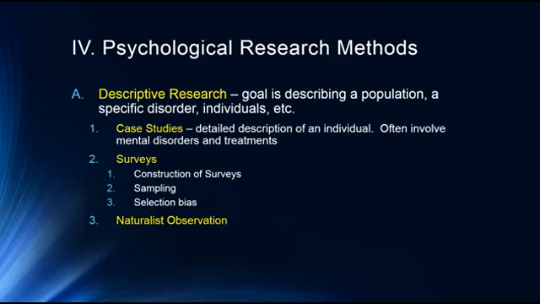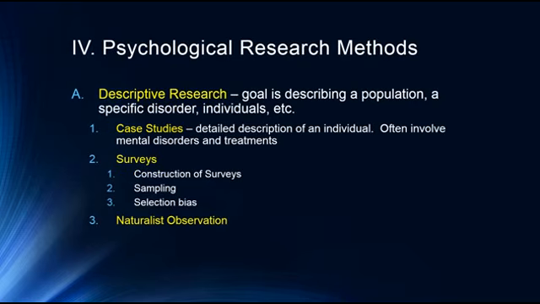There are several different ways to do descriptive research. Case studies are detailed descriptions of an individual. Most often, case studies involve unusual injuries, unusual disorders, strokes, that sort of thing. So Oliver Sacks's book, The Man Who Mistook His Wife for a Hat, is a sort of collection of case studies involving things like prosopagnosia, hemispatial neglect, some fairly unusual disorders that he describes in detail, how these people function and how their injuries occurred, etc.